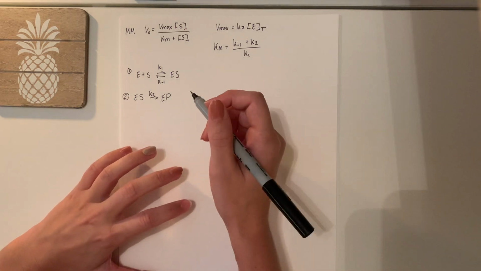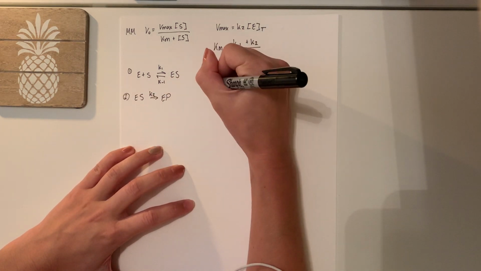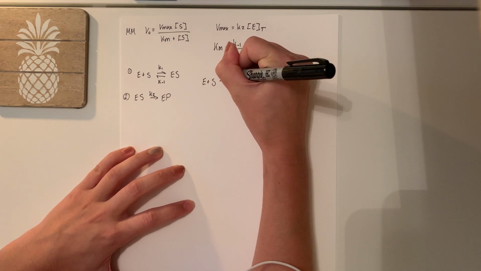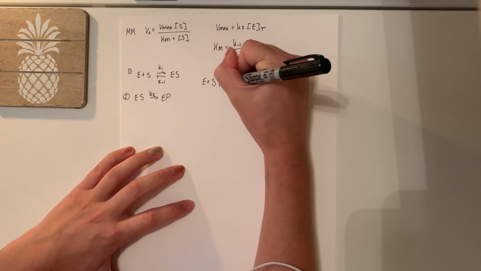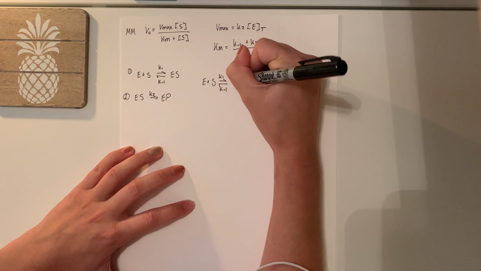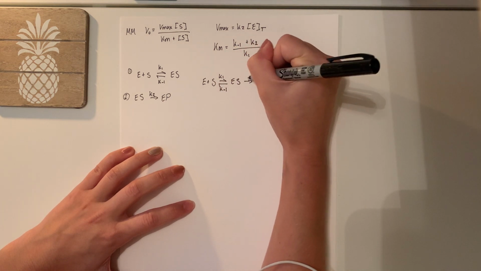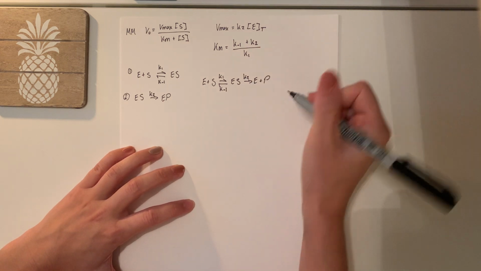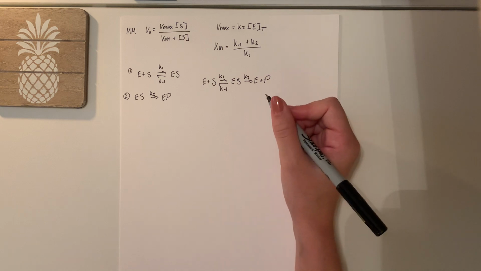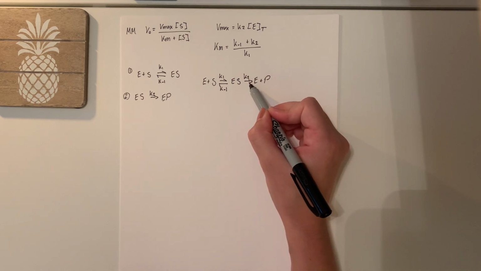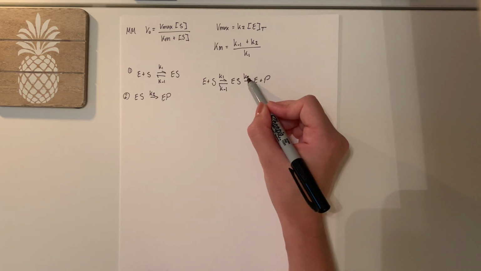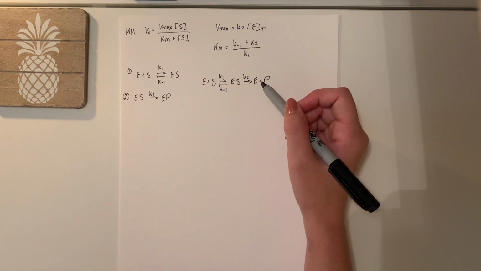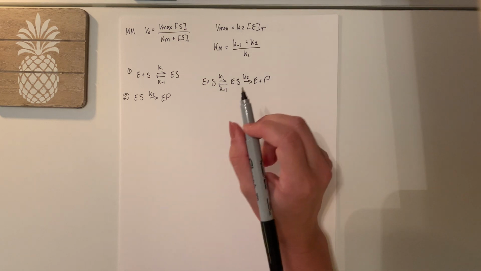So written together, the reaction will proceed as follows. And if we were looking at a later portion of this reaction, that K2 would have the same forwards and backwards, K2 and K to the negative 2, but we're not going to consider that for derivation of the Michaelis-Menten equation.